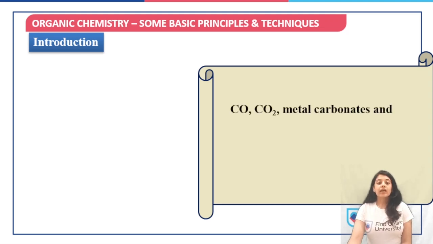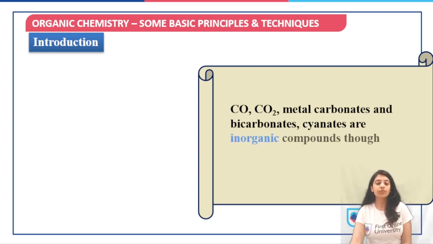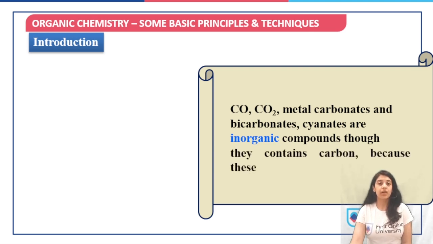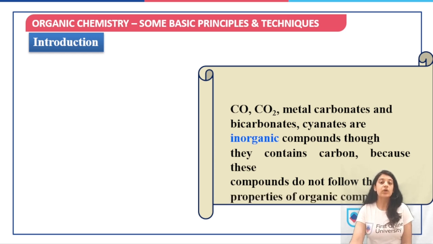So carbon monoxide, carbon dioxide, metal carbonates, bicarbonates, cyanates, all of these are inorganic compounds, although they contain carbon. Why? Because these compounds do not follow the properties of organic compounds. So although, as previously mentioned in the last slide, we said that all these carbon-containing compounds can be classified as organic compounds, that's not true. Why? Because although they contain carbon, they do not follow the properties of organic compounds.